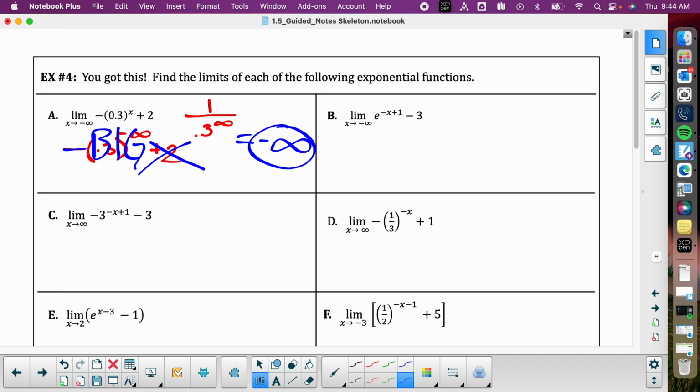When we get done? Oh, my bad. Okay. I'm trying to hurry. FYI, we're definitely going to go over 1.5 again Monday. I just wanted to get through it as much as I could so you can work on it. But we'll definitely go over it more and answer questions.